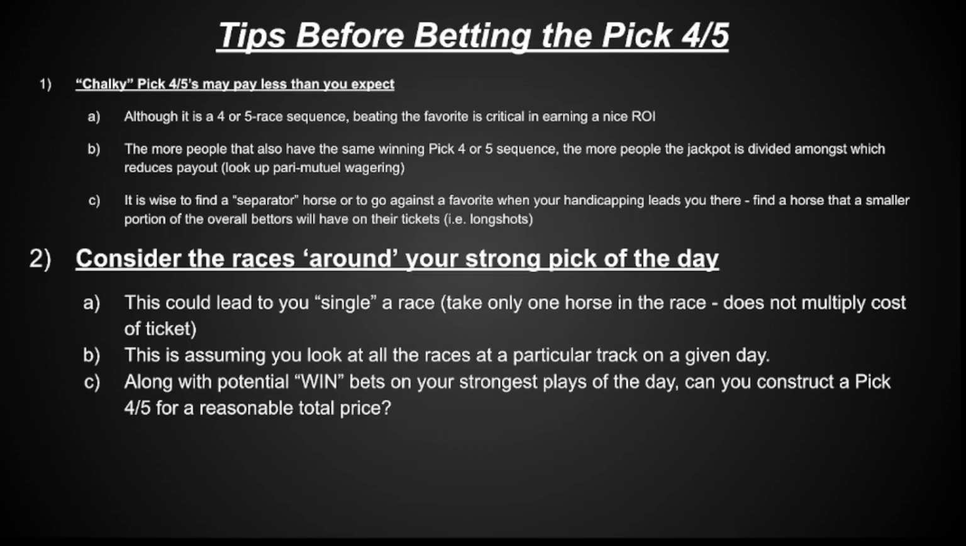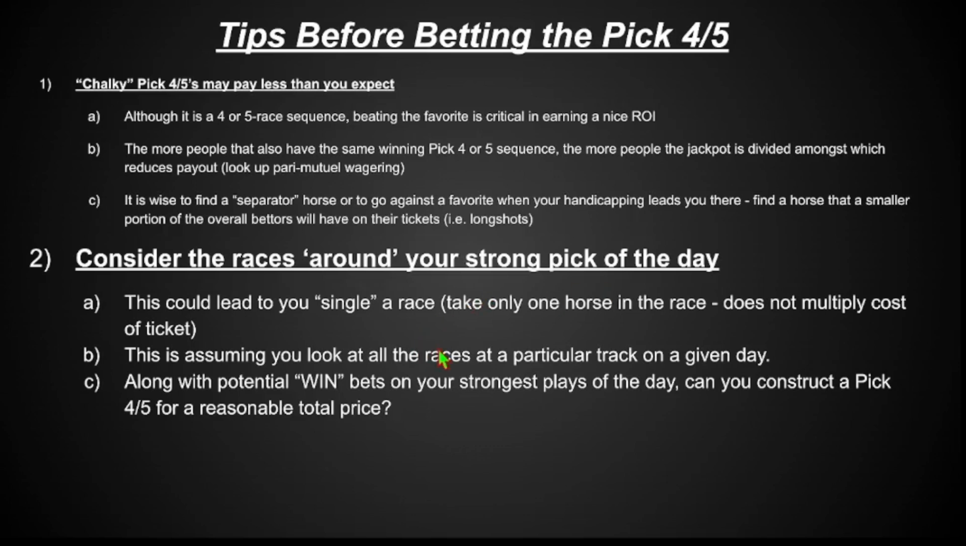Another tip, consider the races around your strong pick of the day. This could lead you to single a race, which means take only one horse in that race, and which does not multiply the cost of the ticket. So if your favorite horse of the day, the horse that you think is most likely to win, is in race 3, look at races 1, 2, 4, and 5 and see if you can construct a pick 4 or pick 5 ticket around that top pick of the day and just single that top pick. Ask yourself if it's strong enough to be singled, but consider the races around that strong pick in order to build a pick 4 or pick 5 ticket.